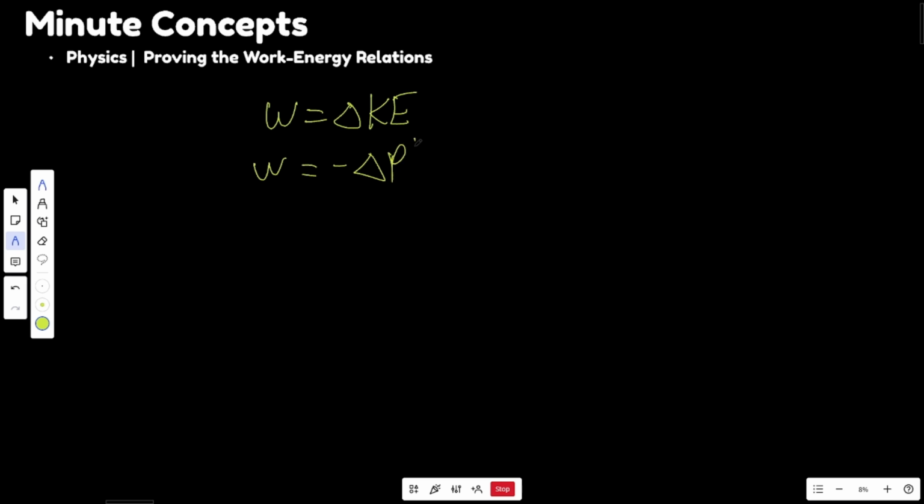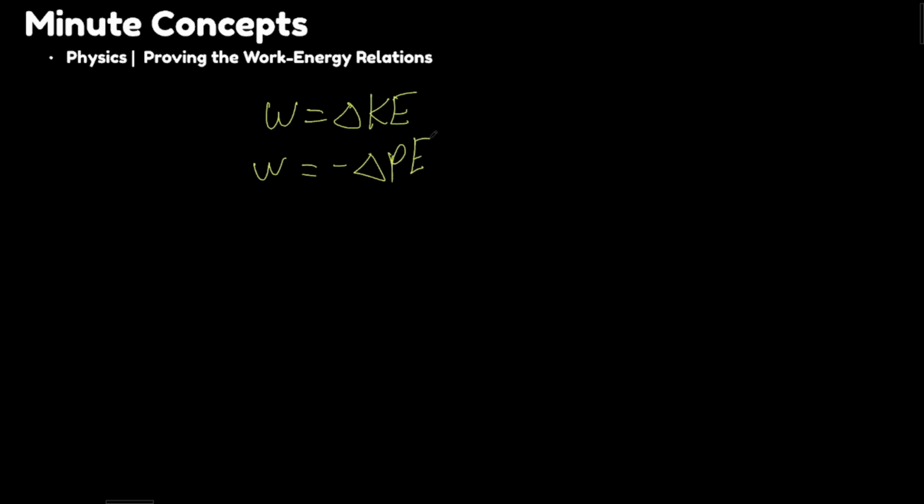So today we're going to be proving work and energy relations. And what are these? According to the books, we know that work is equal to delta KE, or the change in kinetic energy, as well as the negative change in potential energy. But we want to actually prove this. And how do we prove this? We're going to be able to prove this using the equations for kinetic energy and potential.